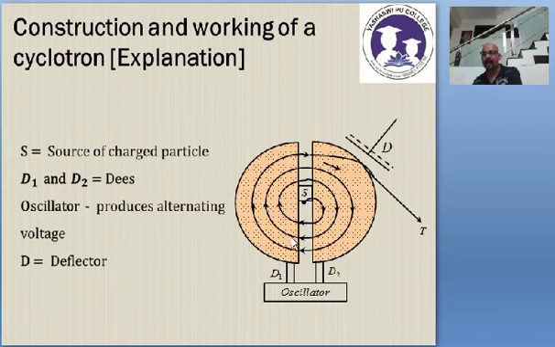So the radius becomes bigger, and with the increase in the radius, kinetic energy also increases. You have learned that in the principle of cyclotron. The radius is directly proportional to the kinetic energy, and therefore as the radius becomes bigger, the kinetic energy also becomes more, and finally it comes here. When it comes here, it gets deflected by this path and comes out through the exit port.